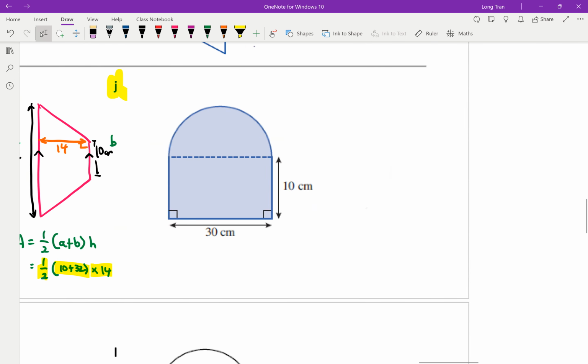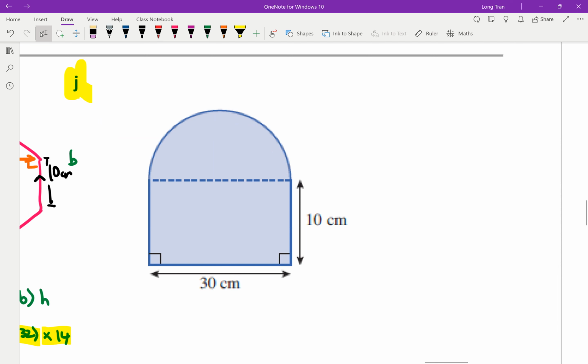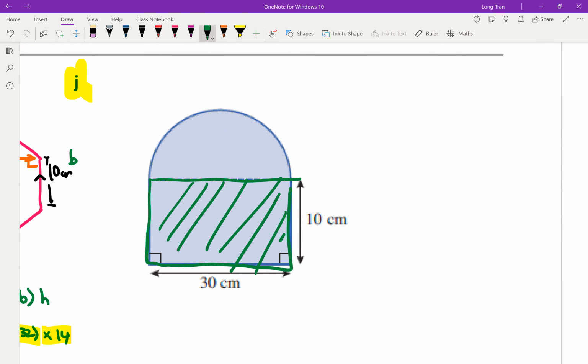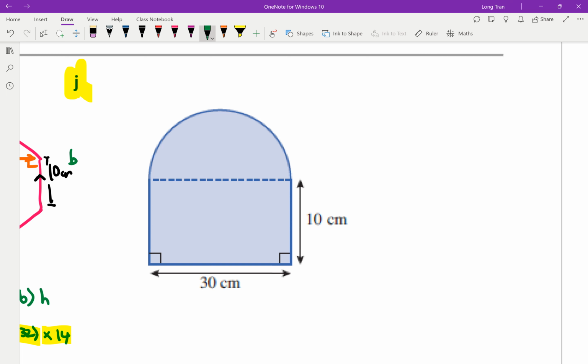How do you do J? J, again, can you see two shapes? It's all about trying to see the shapes, yeah? Hopefully you can see the rectangle. Rectangle is always the easiest one. That's 30 by 10. 30 times 10, length times width. So that's easy, right? 30 times 10, that's easy to find. But can you see that from here to here is also 30?